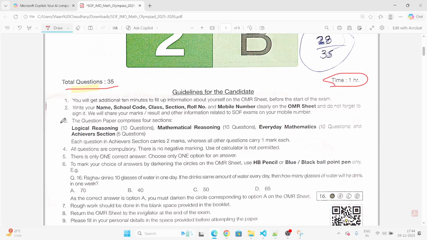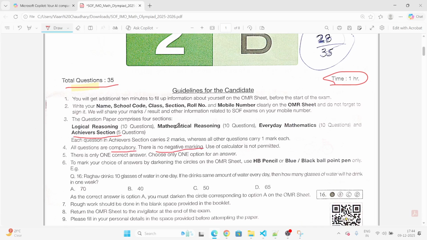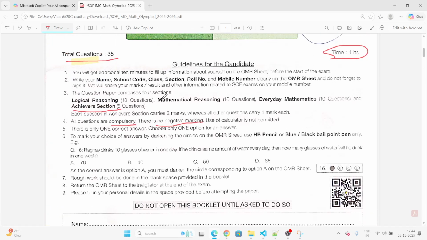And this question paper is comprised of 4 sections. The first section is logical reasoning, having 10 questions, then mathematical reasoning, and everyday mathematics. Each of these first 3 sections has 10 questions, and each question carries 1 mark. The last section, the achiever section, which we have to focus on more, contains 5 questions and carries 2 marks each. All questions are compulsory, there is no negative marking, and the rest of the guidelines we can go through.